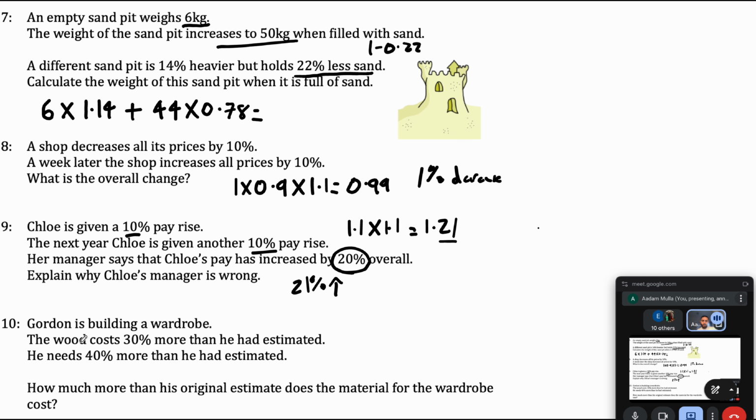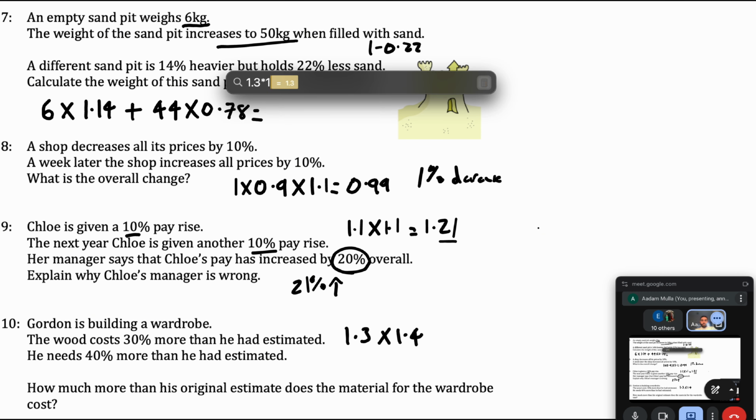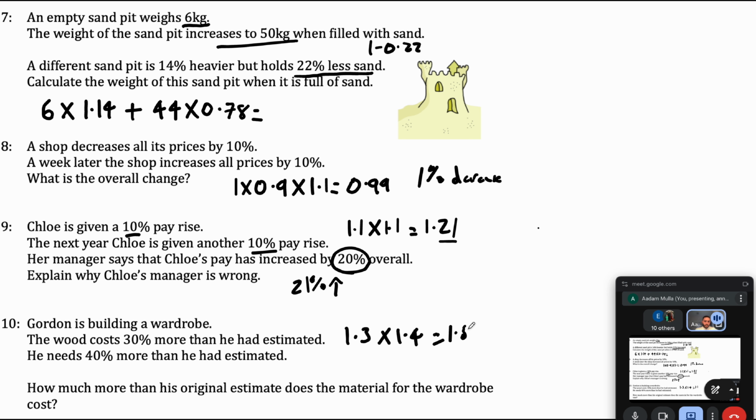The last one, we've got the wood costs more, so it's going to be 1.3, and he needs 40% more. So we're going to times that by 1.4, which is 1.82, or an 82% increase in his original estimate. So just a few simple questions just to get you started. If there's any questions that you want me to explain, just type the number in the chat and I'll go through it again.